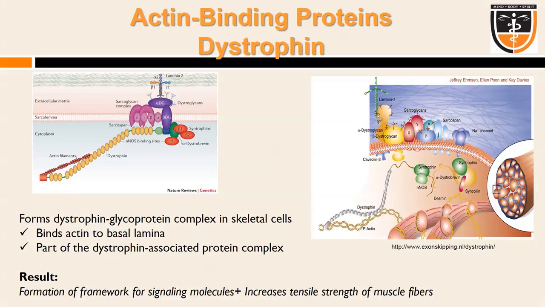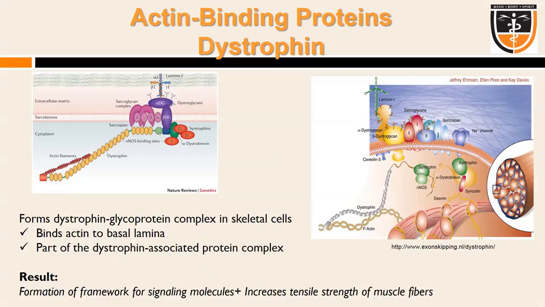Next one of the actin-binding proteins is dystrophin. It's a very big thing to me, simply because I spend a lot of time during my practice volunteering for a Muscular Dystrophy Society. And impairment of production of dystrophin, which is an actin-binding protein, is associated with muscular dystrophy. Let me explain it.